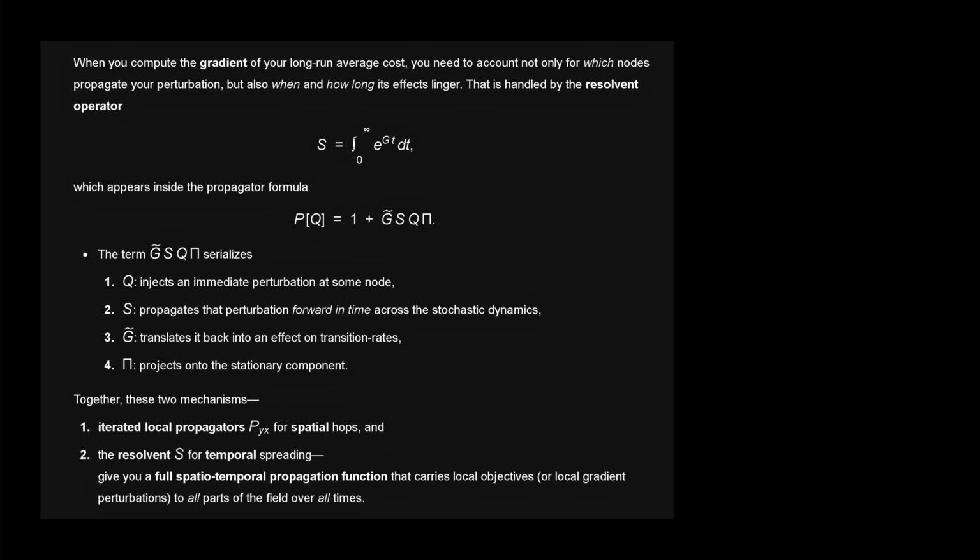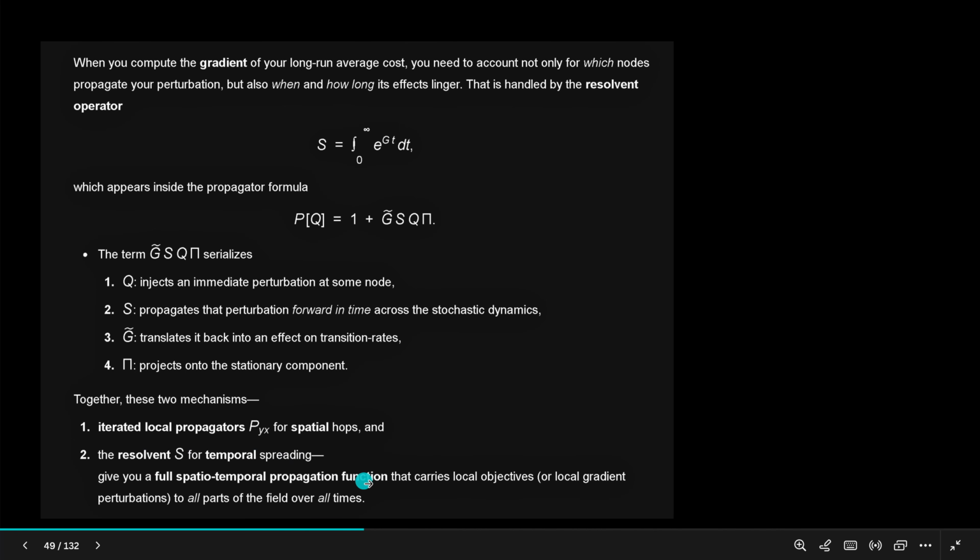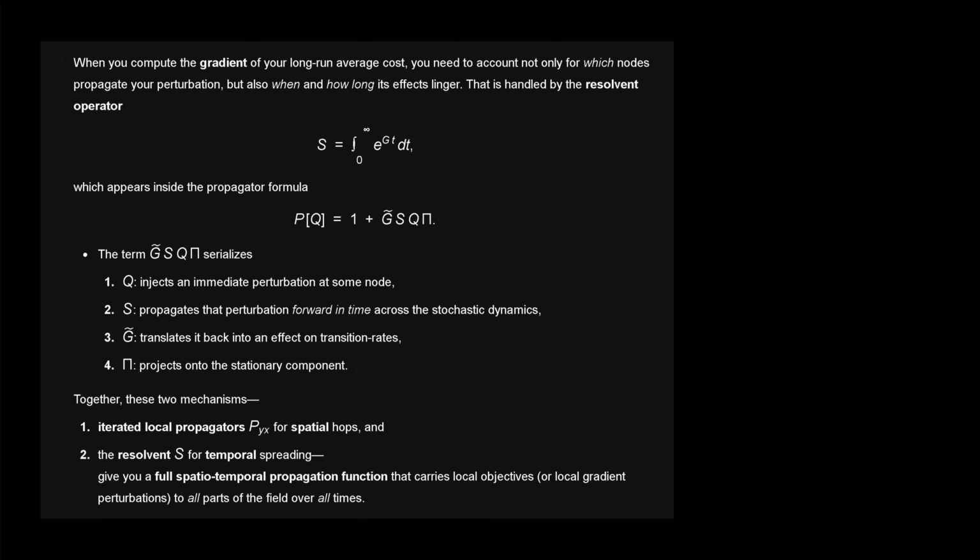But what's now interesting is that these two mechanisms, the iterated local propagators here, or P, as the spatial hubs, and the resolvent for the temporal spreading, you see, they give us a full spatio-temporal propagation function, an operator, to be clear, that carries now the local objective to all parts of the field over all the times. And you say, hey, wait a minute, is this now a path integral? Yes, this is exactly why we do this. To finally open up a mathematical theory where we can use our insights from quantum mechanics and quantum field theory. And you know what? It fits. Isn't this amazing?